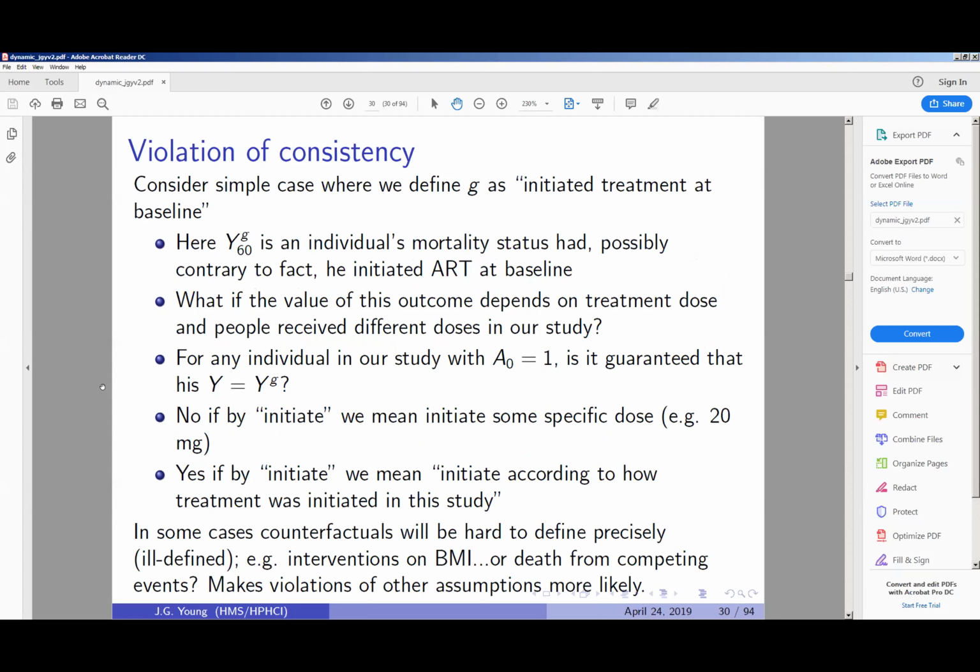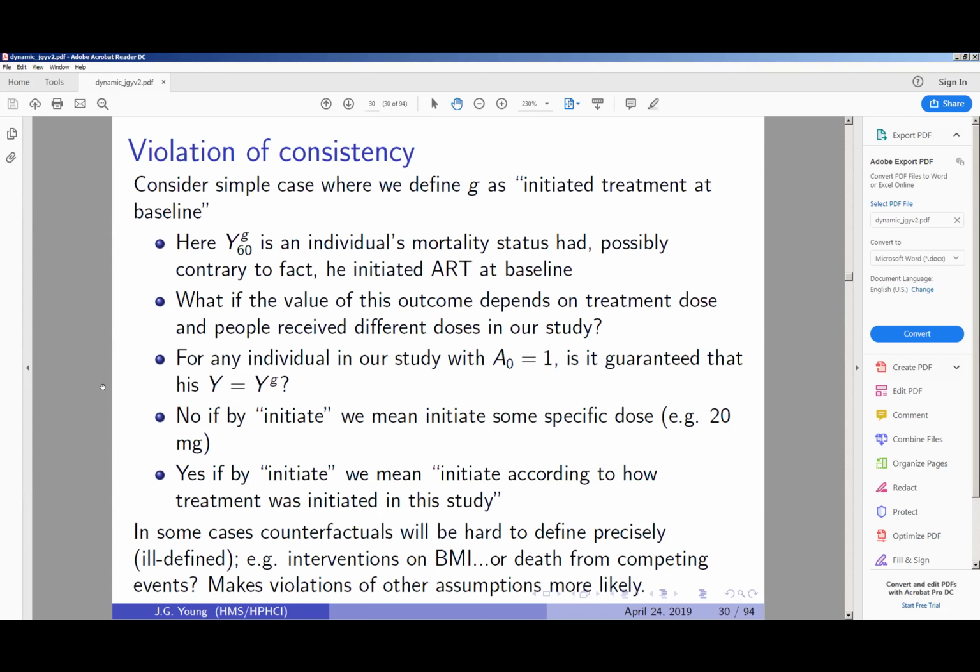So let's consider a simple case where we define the strategy of interest G as initiate treatment at baseline. So here, YG60 is the counterfactual mortality status, had an individual initiated ART at baseline. Okay, but what if the value of this outcome depends on the dose of treatment? And in the real world, people receive different doses of treatment. So for any individual in our study who initiated treatment, is it guaranteed that his observed outcome is going to be equal to YG? If that were true, then this would be a definition and not an assumption.